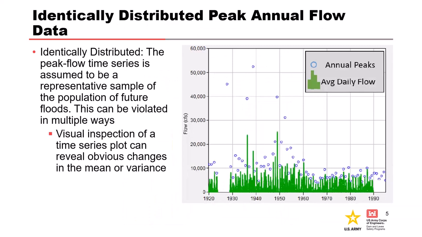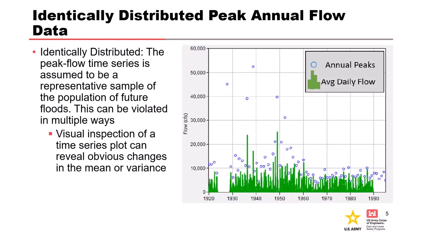So for identically distributed, the peak flow time series is assumed to be a representative sample of the parent population, future floods. In this case, we assume that the population is usually distributed according to the log Pearson type 3 distribution. This can be violated in multiple different ways.